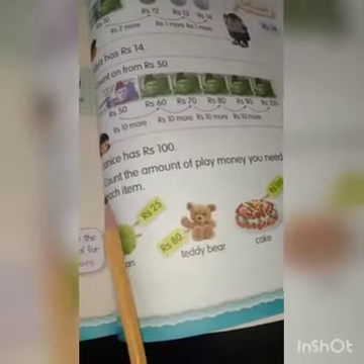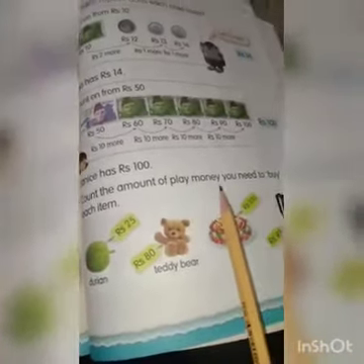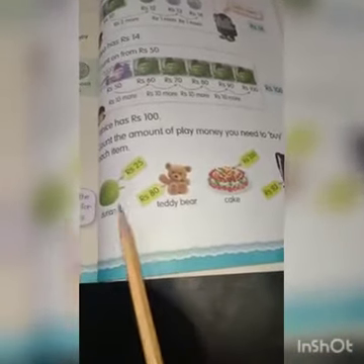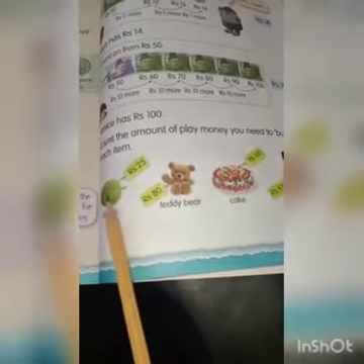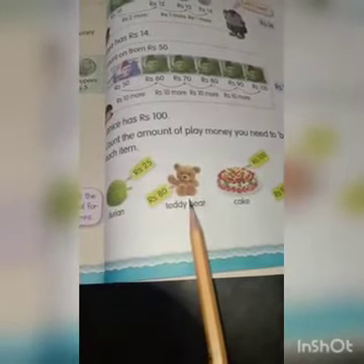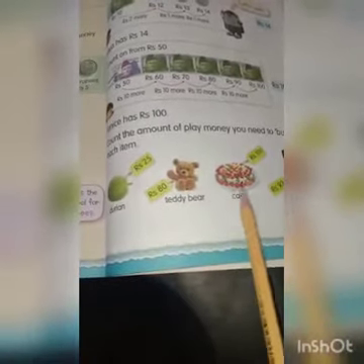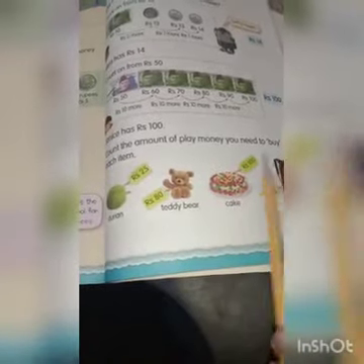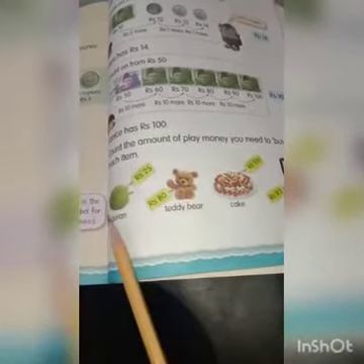Now our second activity is count the amount of play money you need to buy each item. There are different items, level 1, for example durian, teddy bear, cake and bag. These all are items we are going to buy and their prices are also mentioned. For example, this toy has a price rupees 25, teddy bear has a price rupees 80, cake has a price rupees 100, and bag has a price rupees 93. Okay, now what we have to do, they are saying count the amount of play money you need to buy each item. We are going to add all the prices of these items so that we can know how much money we need to buy all these items.